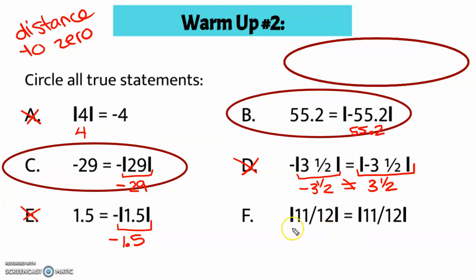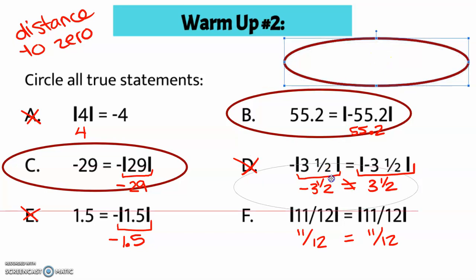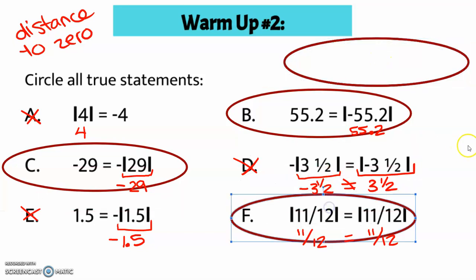Now F, if it's in the bars, it turns what? Positive. If it's in the bars, it turns what? Positive. So of course these two things are equal. They are literally the exact same number, 11/12. So we have 3 true statements for this one. Make sure you pause the video and adjust warm-up number 2 if you need to.